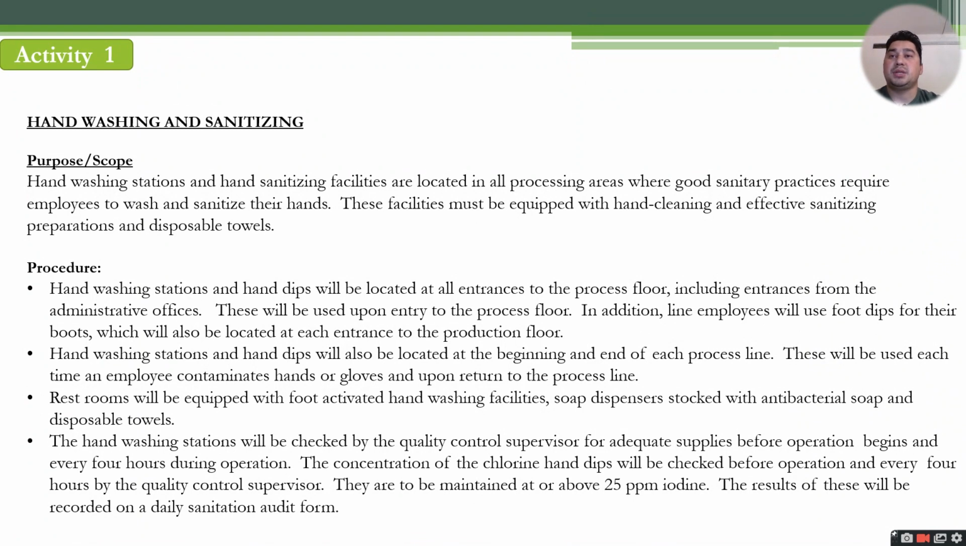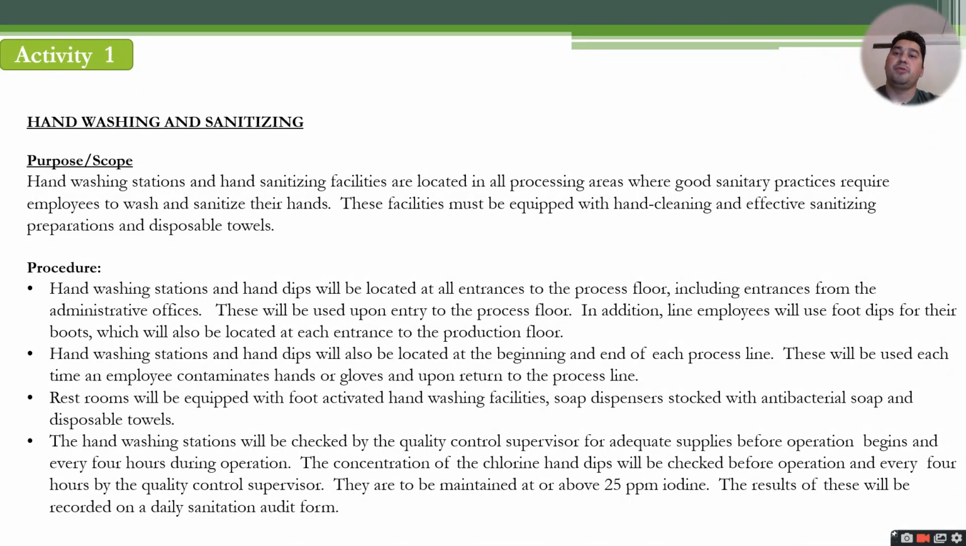This is a hand washing station. Hand dips will be located at all entrances to the process floor, including the entrance from the administrative office. These will be used upon entry to the process areas. And in addition, line employees will use foot dips for their boots, which will also be located at each entrance to the production floor.